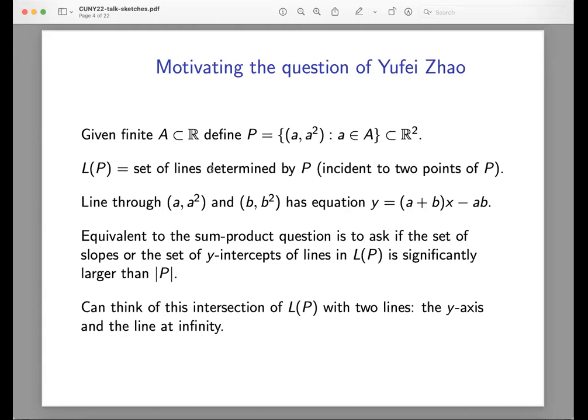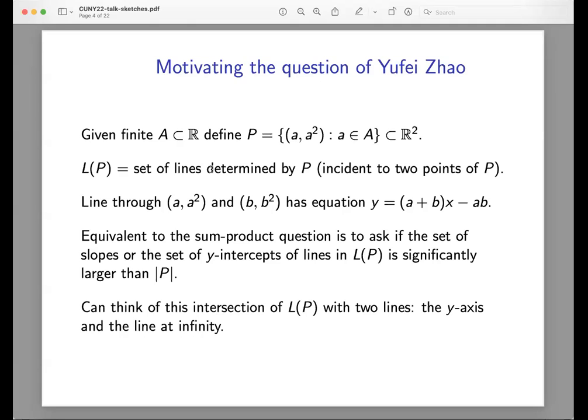So we have a finite point set, and then we look at the collection L_P of lines that are determined by this point set. Of course, to determine a line, you mean that there are at least 2 distinct points from the point set that are incident to the line. There's no point in saying only 1 point, because then you can have infinitely many lines. But once you have 2 points, they determine a unique line. So this is what we mean by this set L_P.